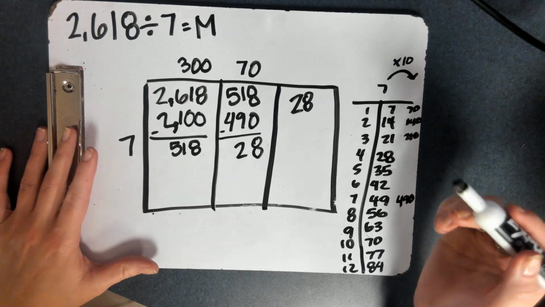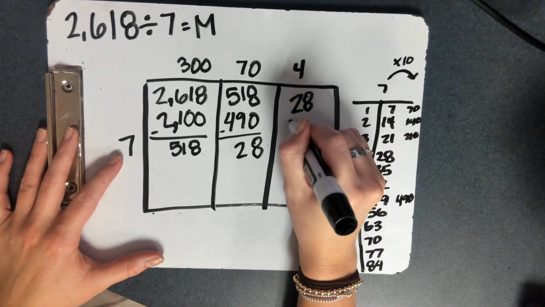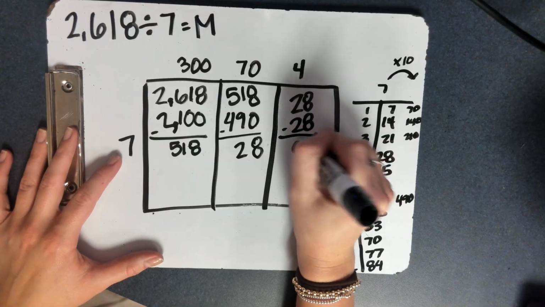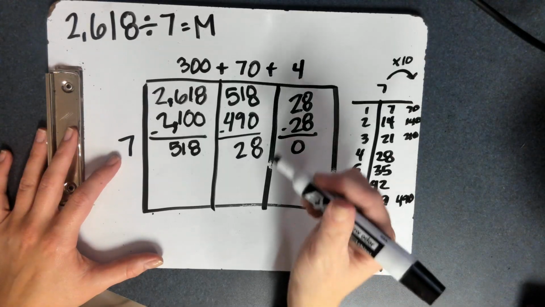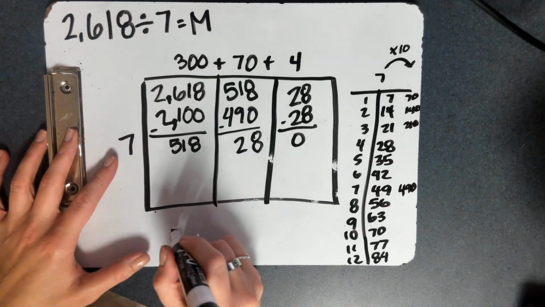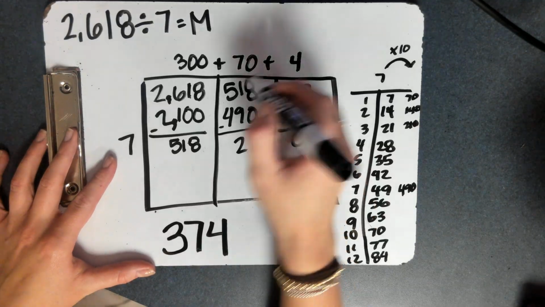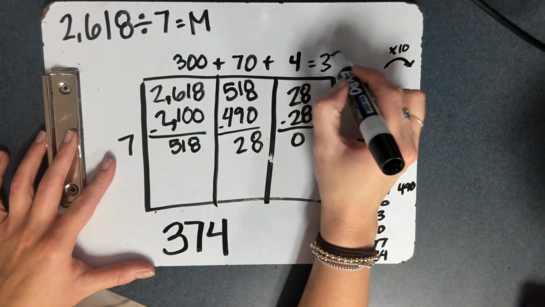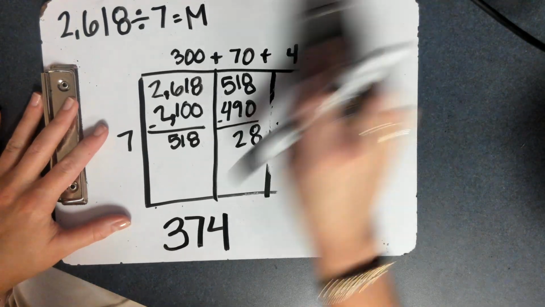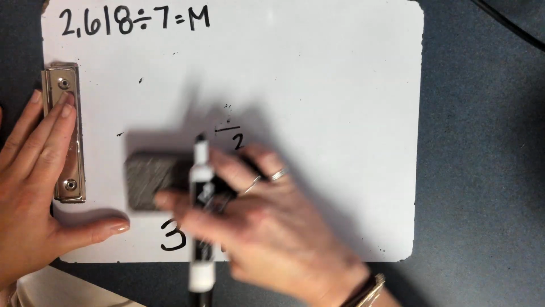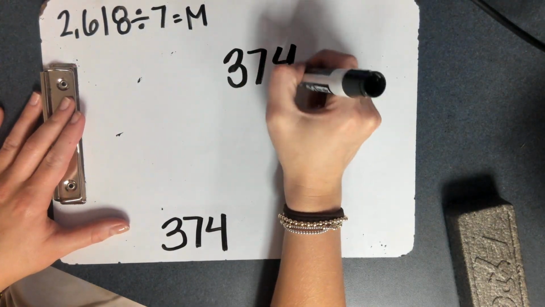Okay, 28. Oh my goodness, look at that. 7 times 4 equals 28. I subtract that, I get 0. That means I have no remainder. I just randomly picked something that was perfectly divisible. That was crazy. And my answer is 374.